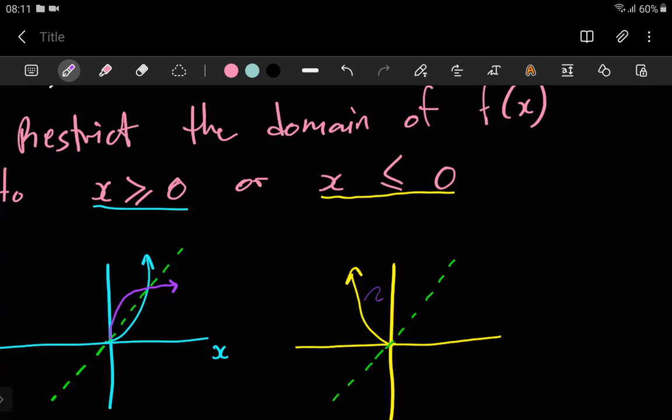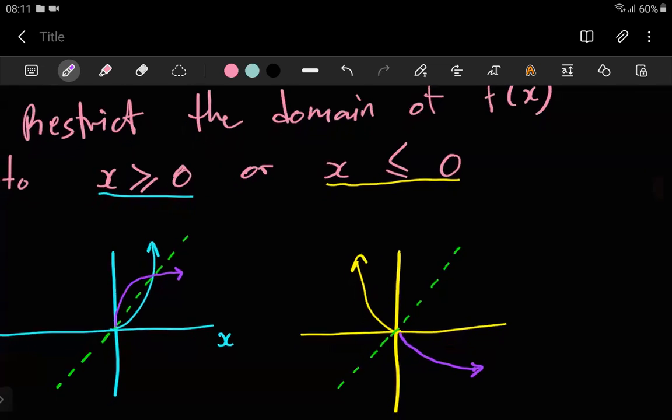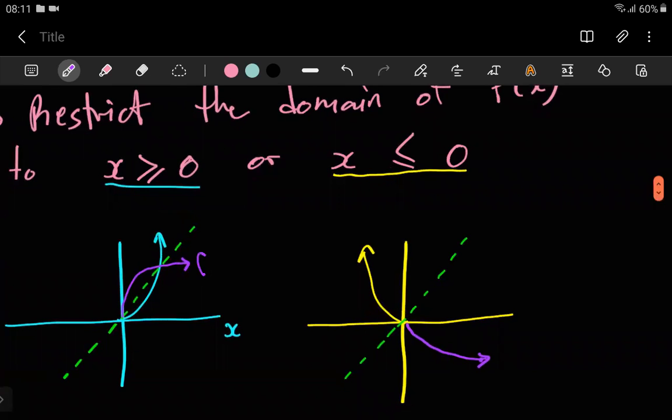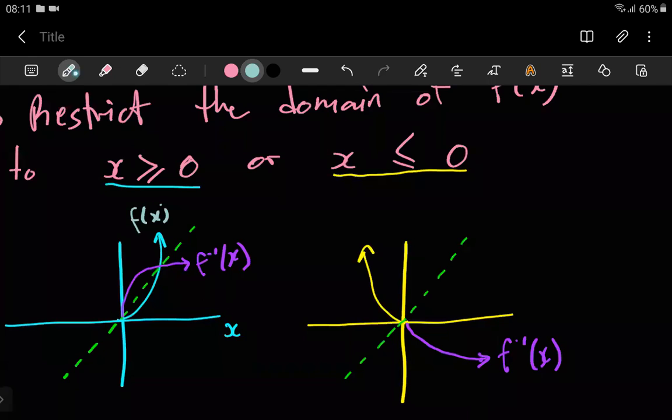Because remember, these have to be reflections of each other about this line. So if you have a point or arrow there, your other arrow is going to be somewhere over there. And then you know your curve looks like that. So this is the inverse. And then we know that this would have been the original graph.